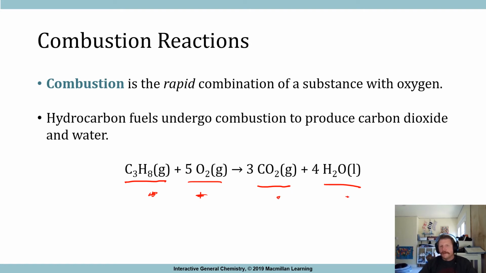Now, just so you know, these are some of my favorite reactions to balance and my favorite reactions to ask y'all to balance. So I would go ahead and anticipate a balanced chemical reaction question on an exam that is a combustion reaction.